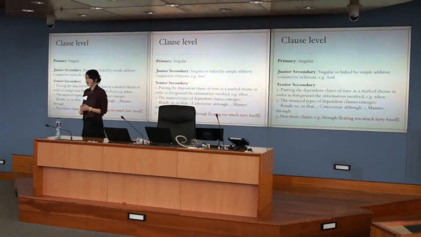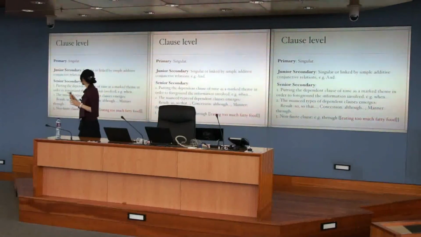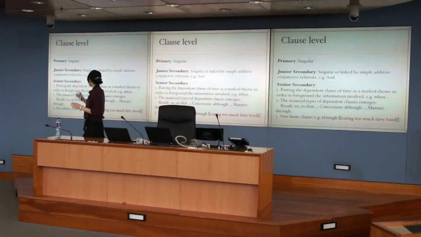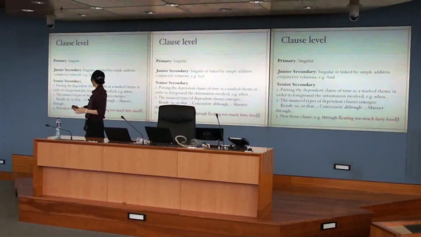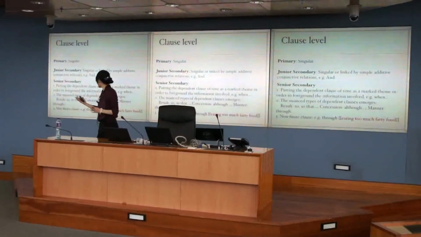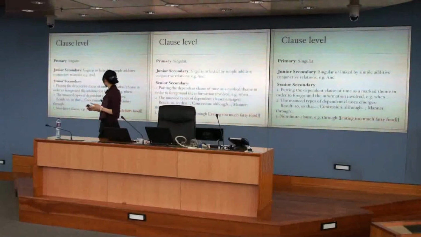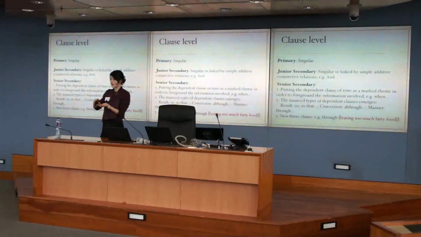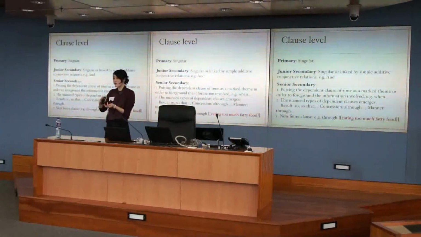So clause level is very interesting to look at as well. You can see that in primary there is a lot of single clauses, and sometimes they are linked by a simple additive adjunctive relation like and. But moving to senior secondary, it is very complicated and moves to complexity. So they put in a dependent clause of time as a marked theme in order to foreground the information involved, for example, when blah blah blah. And secondly, they're using dependent clauses of result, so and so that, concession, although, though, and manner, through.